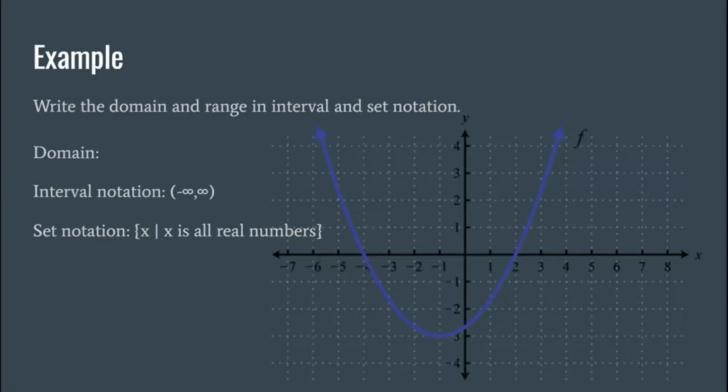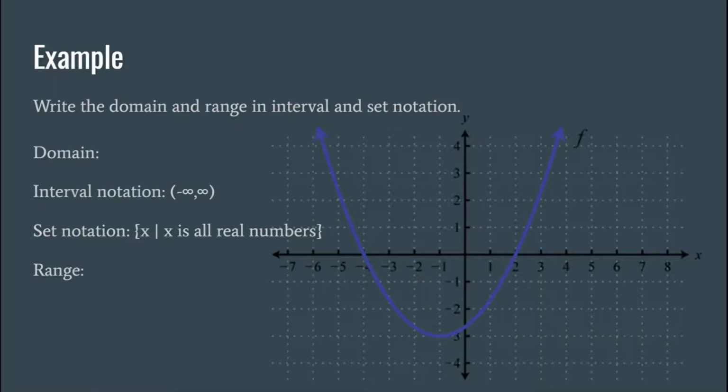But generally speaking, it'll look something like x such that x is all real numbers, because in this case, the graph is hitting all of the x values in both directions. So x is going to be any number, really. Any real number. Okay, so now let's take a look at the range.